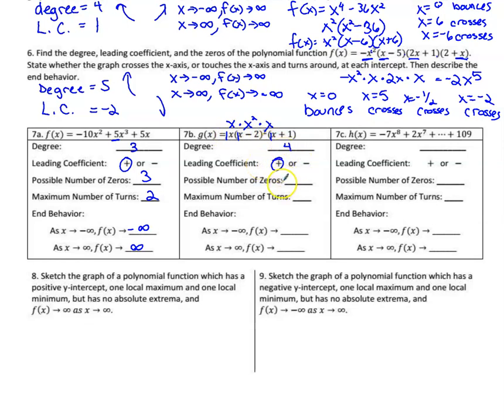So the maximum number of zeros is the same as the degree. The turns is 1 less than that, so that's 3. And the end behavior, since it's positive, means up on the right, and even functions do the same thing on the left.